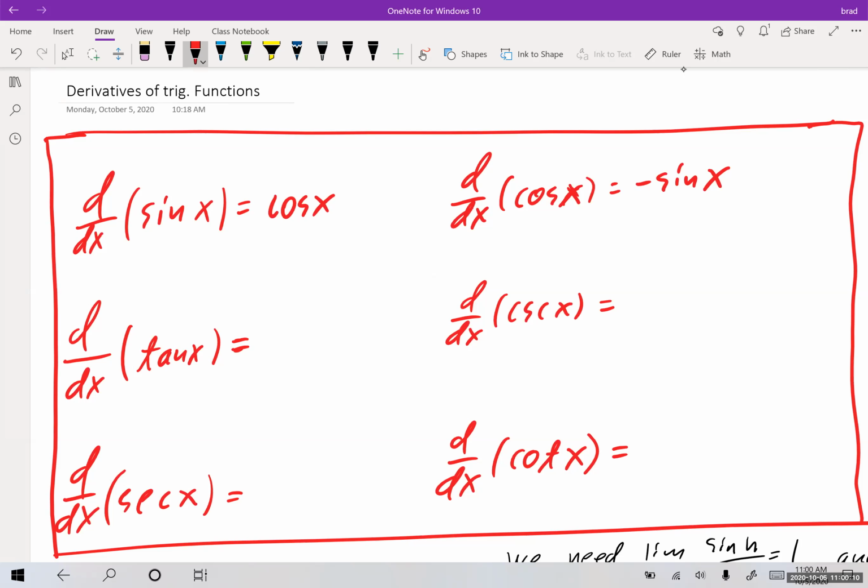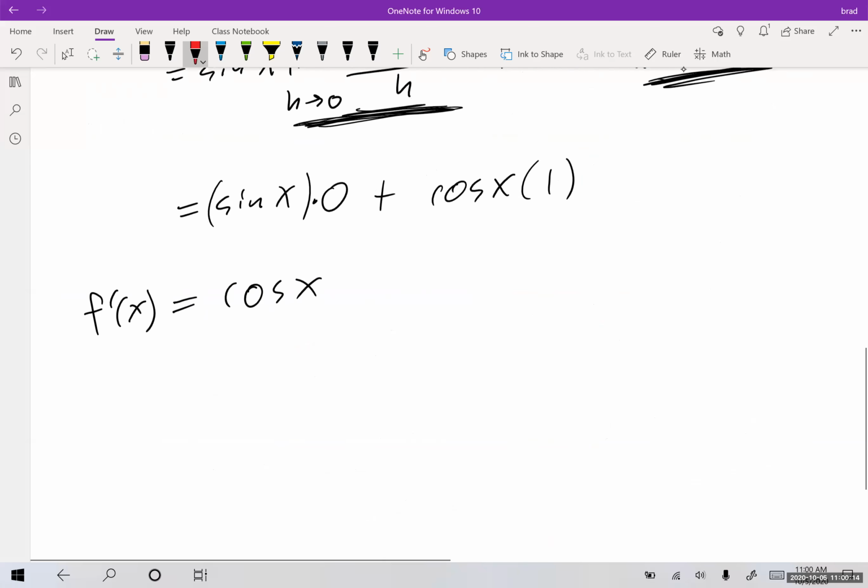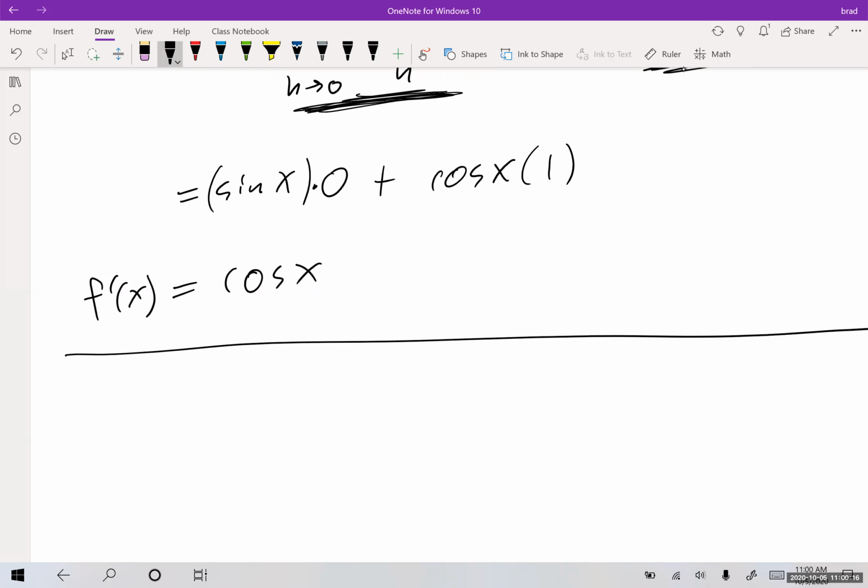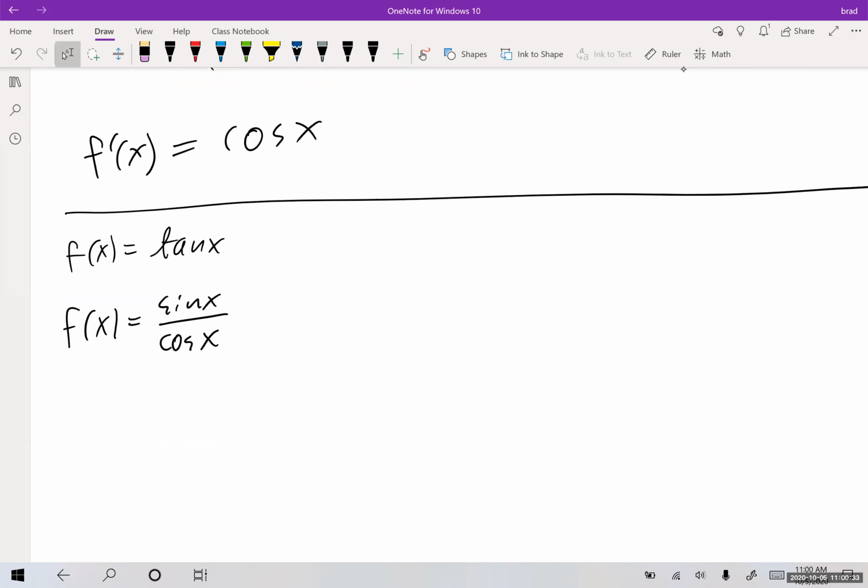Okay. Now, if you wanted to do the tangent one, you could, and you probably could get away with not even using the limits, because now we know sine and cosine. So if I said that f of x was worth tangent of x, that means that f of x is worth sine x over cosine x. Remember, that's just a rewrite of tangent. So if I want f prime, I just do the quotient rule.